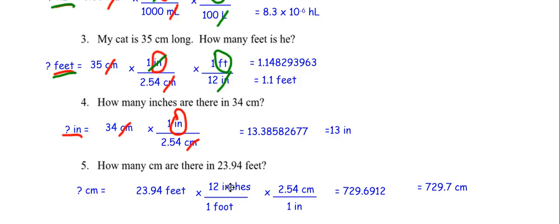I want the inches. Then I put inches on the bottom because I need to get rid of it, and I put centimeters on top because that's what I want. So again, notice that feet canceled, then notice that inches canceled, and what unit is left is centimeters, and that's what I do want. So now I'm ready to calculate.